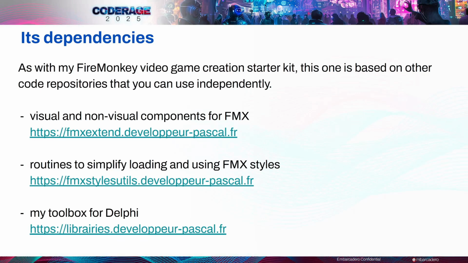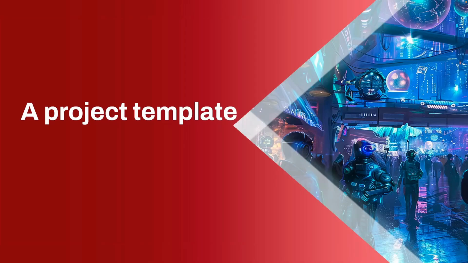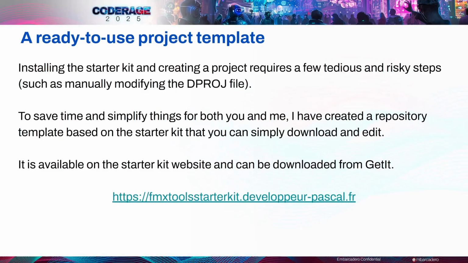Routines to make my life easier when managing styles, which you can also use on your end in the FMX style utils project. And of course, libraries from my toolbox, which contains lots of things that are used in all my projects. To make using the starter kit easier, I thought a pre-configured template would be the best solution.